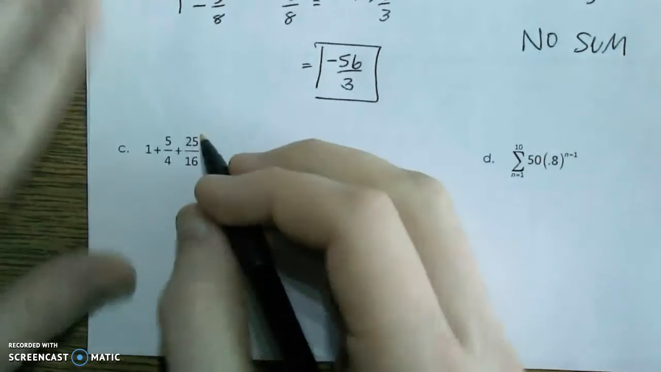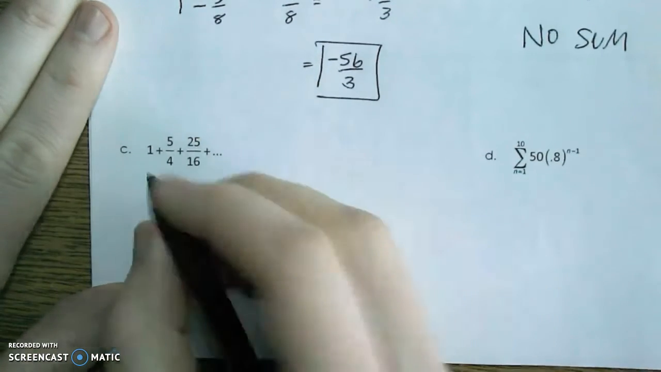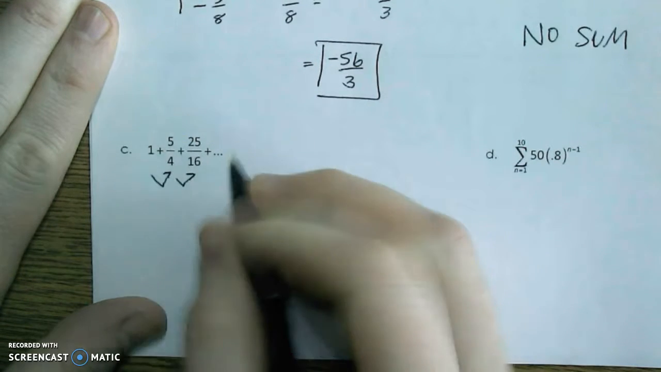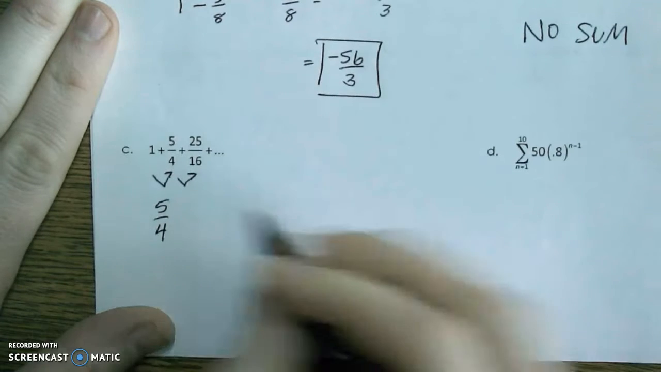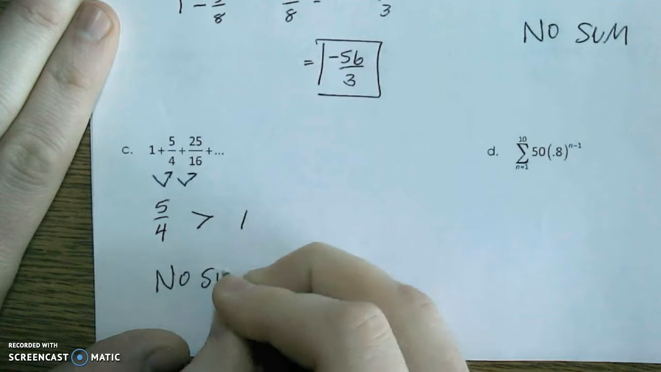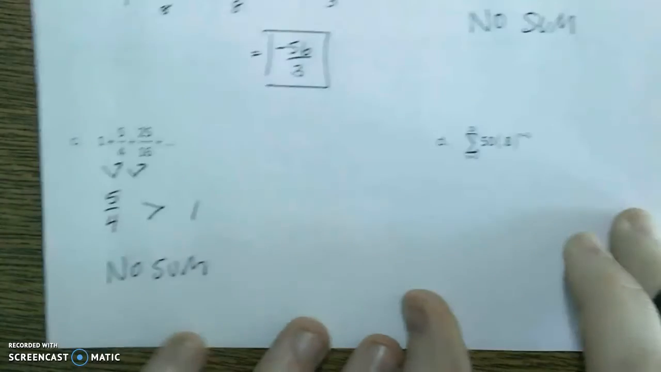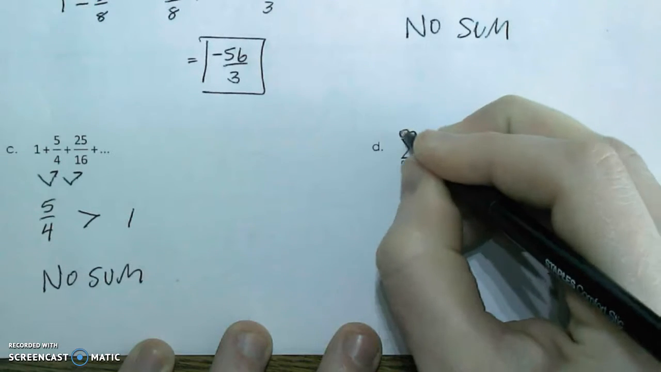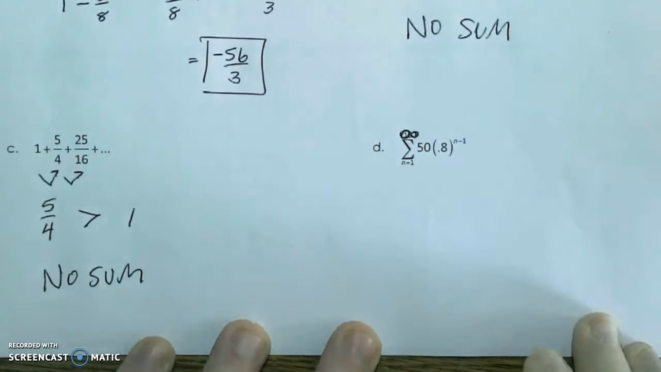Here we need to find our common ratio. So it looks like we're multiplying by 5/4 each time. And that is larger than 1, so there's no sum. And then D, this is supposed to have an infinity on top. So if you can change that for me, please. It's not supposed to have a 10.